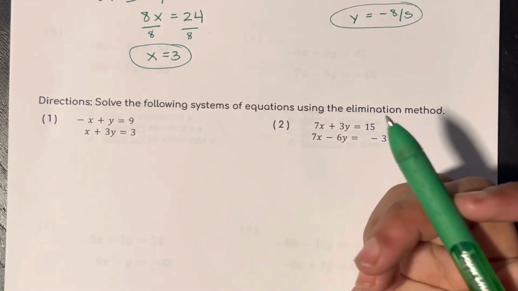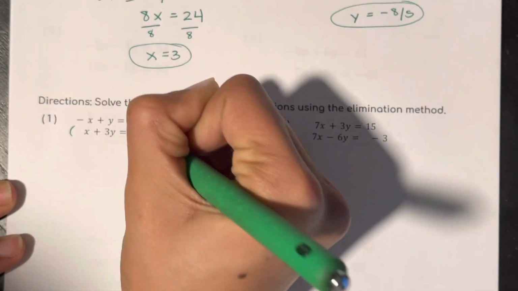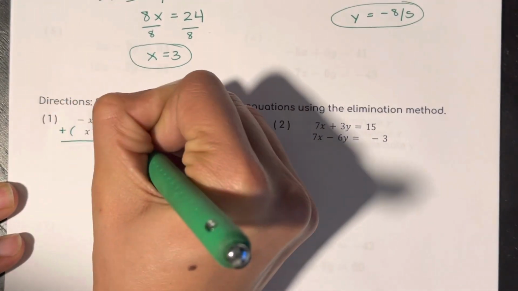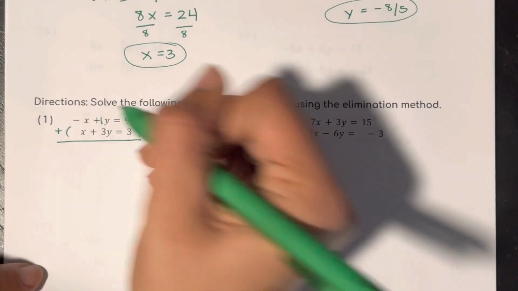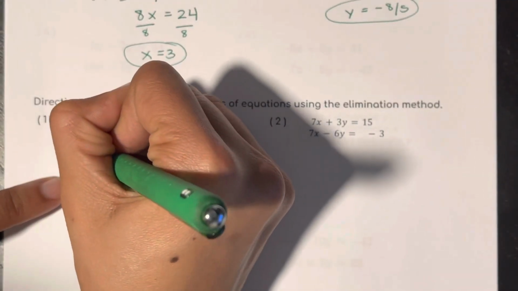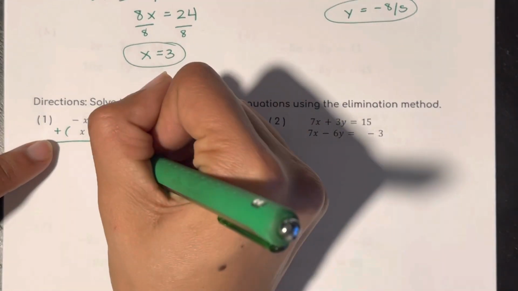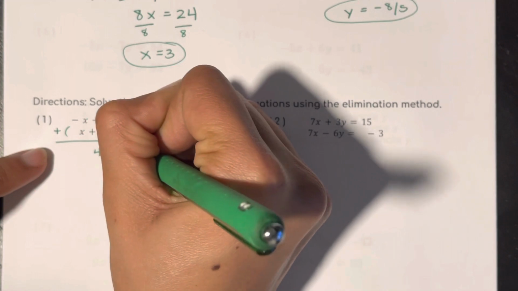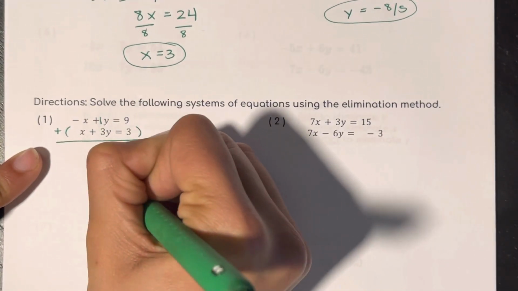All right. Here, I see my x's are the same. So I decide that since one's negative and one's positive, I add them to make those x's cancel. 1y plus 3y is 4y. I already know my x's are going to cancel, so I can just leave that blank. And then 9 plus 3 is 12. Divide by 4, divide by 4. I get y is equal to 3.